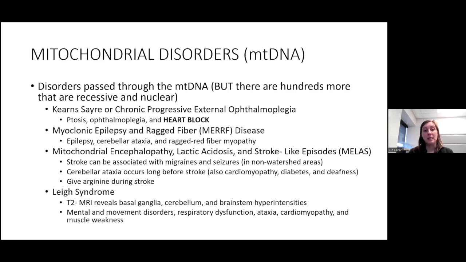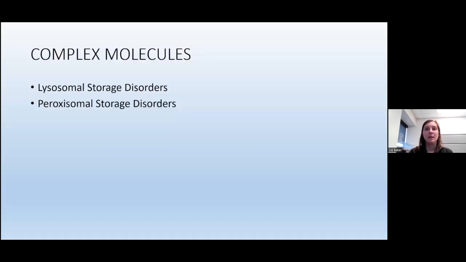And then you have Leigh syndrome, where T2 MRI reveals basal ganglia, cerebellum, and brainstem hyperintensities. They have mental and movement disorders, respiratory dysfunction, ataxia, cardiomyopathy, and muscle weakness. And then last are complex molecules, so lysosomal storage disorders and peroxisomal disorders.